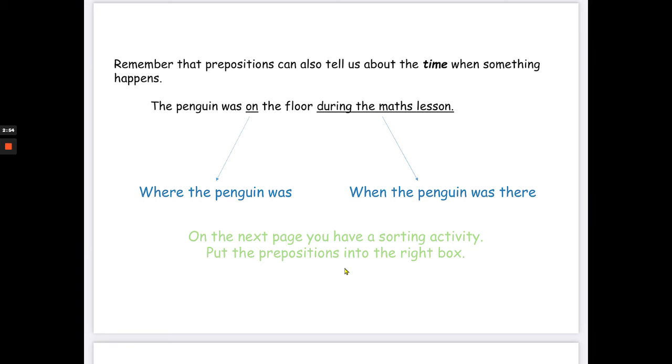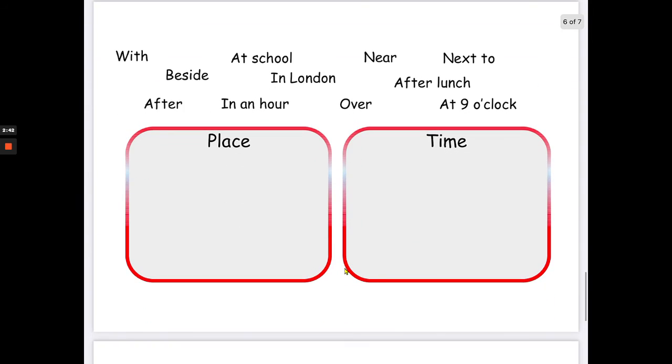Right, so having had a look at that, what I want you to do is to go to the next page, and you've got a sorting activity. You've got 2 boxes, and I want you to put the prepositions into the right box. So if you just have a look at this, you've got a box that says place in, a box that says time in, and I want you to put the prepositions for place, so where is that thing, into the place box, the prepositions for time, so at what time did something happen, in the afternoon. Okay, I want you to put those into the time box. Okay, so pause the video there and have a go at those now.